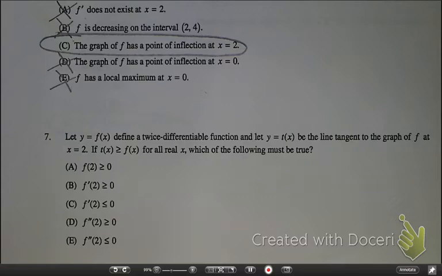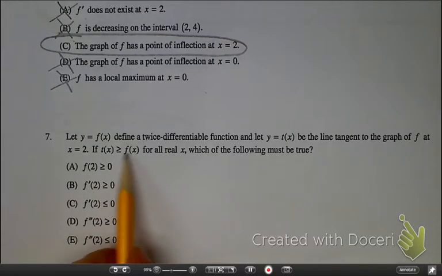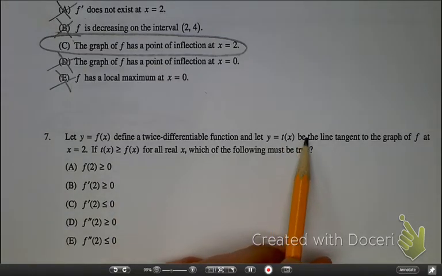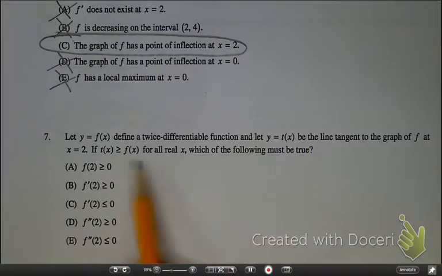All right, this is a very conceptual question, but t of x being greater than f of x means that since t of x is the tangent line, it means that the tangent line is greater than the function, or in other words, that the tangent line is above the function.